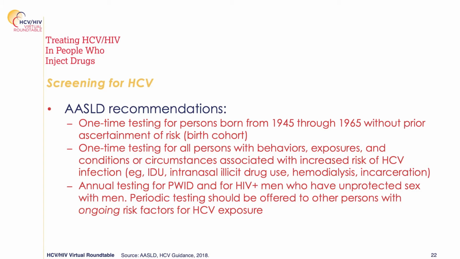And then some of the groups that really are related to some risk behaviors in the past would include if you've been incarcerated, as well as if you're an injection drug user, which we talked about. And then finally, with the recommendation of how often should we test, annual testing is recommended for two groups: for people who inject drugs, as well as HIV-infected men who have unprotected sex with men. And in fact, for these folks who have ongoing risk factors, you may decide to test more frequently.